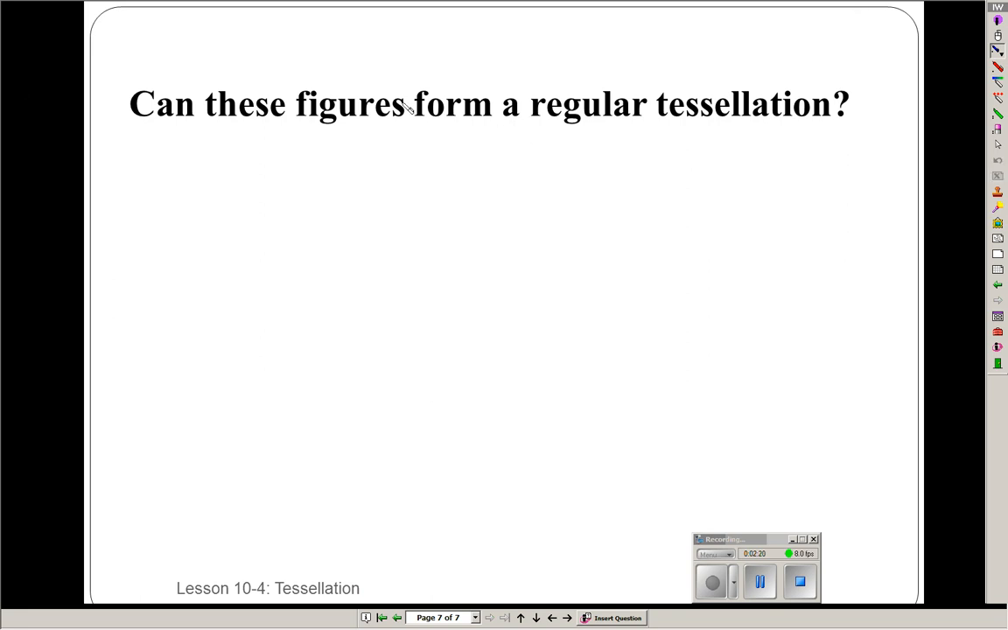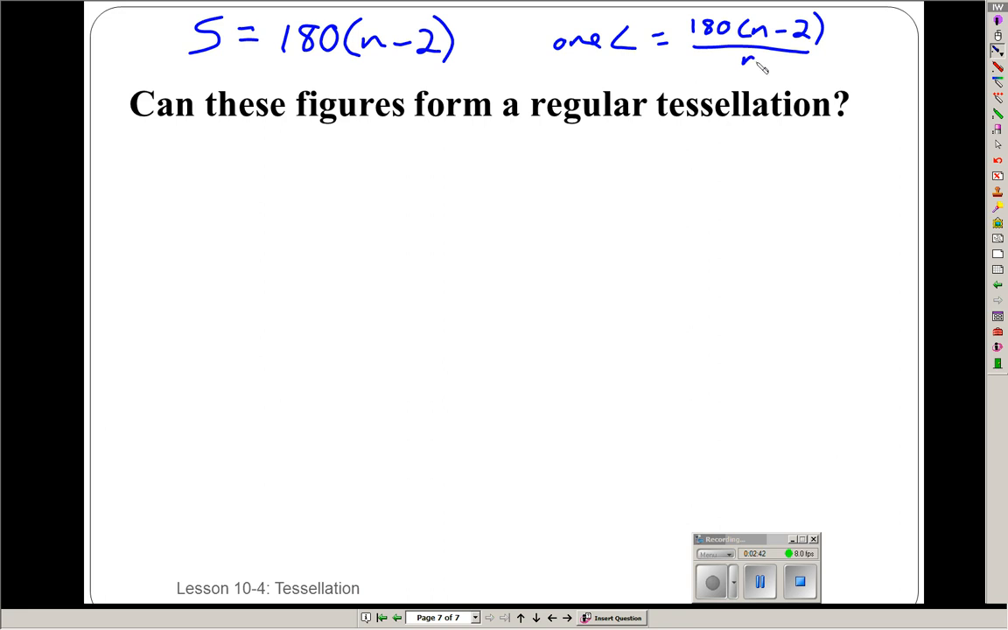And as we talk here, we'll remember that the sum of the interior angles of a regular polygon is 180 times n minus 2, and then one interior angle is simply 180 times n minus 2 divided by n. So that's what we'll be using to find one interior angle. And if that one interior angle is a factor of 360, then it will do a regular tessellation.